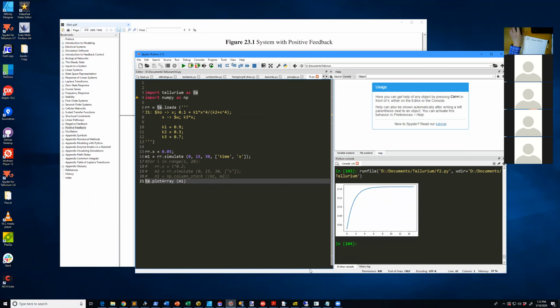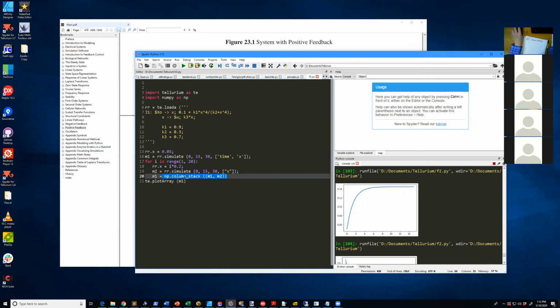Not terribly interesting. But what I'm now going to do is run 20 simulations. Each time I'm going to change x a little bit, so I'm going to have a different x each time I go around the loop, and each time I go around the loop, I'm going to do the simulation. And then I'm just stacking up all the results into one big matrix M1, and then I'm just going to plot the whole thing. All right, so if I run this, you will see something like this.